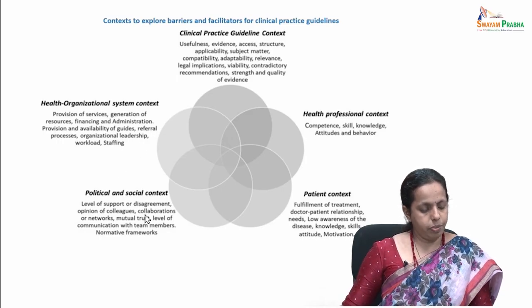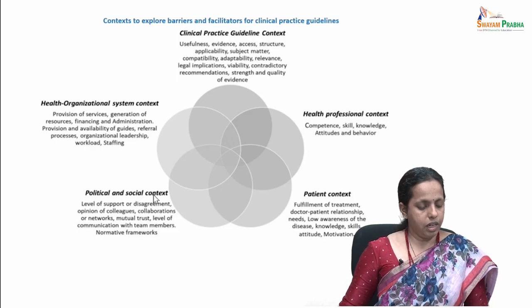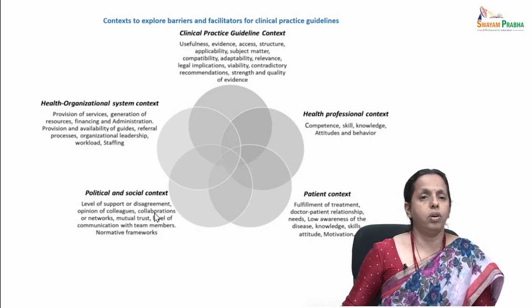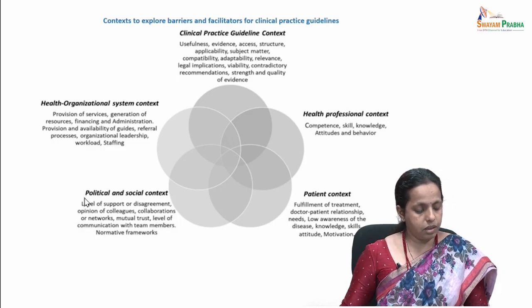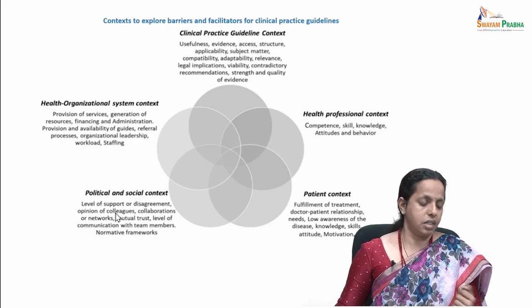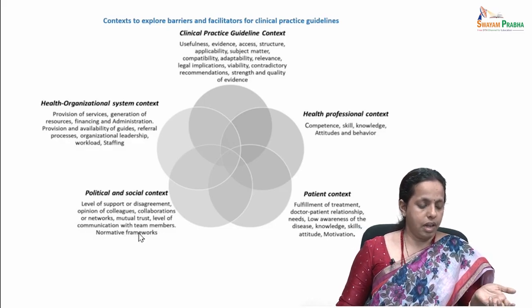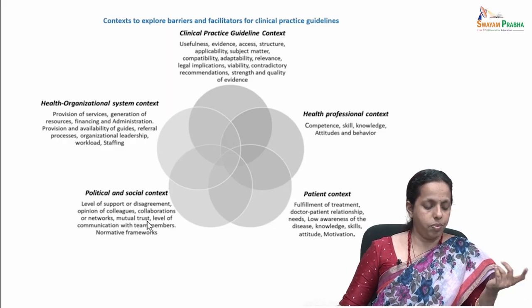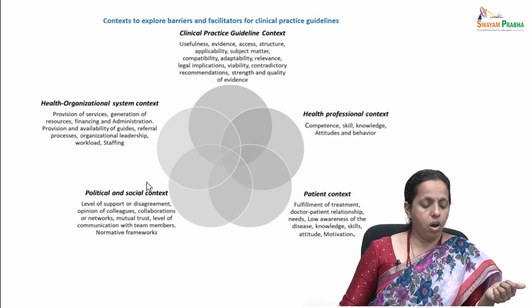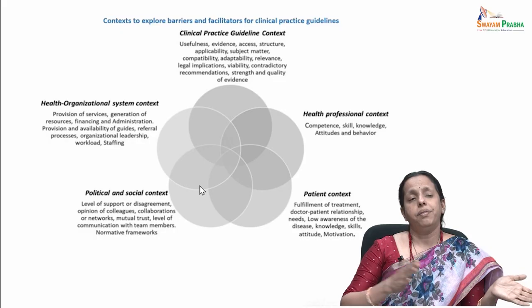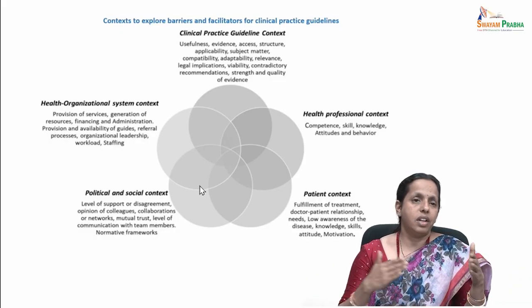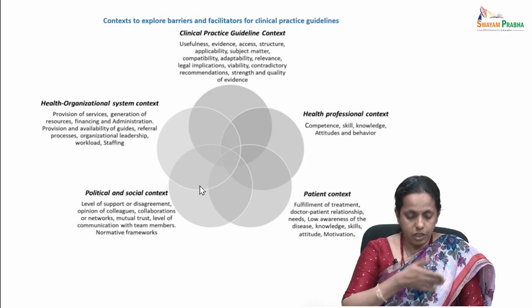Then there is political and social interest, the level of support or disagreement, and opinion of colleagues. If there is a disagreement, maybe there are disparities in terms of mutual trust and level of communication. These are all very important. Of course, with other oncology practice it is also important, but with precision oncology it is all the more, because you are having various parameters to screen and various drugs to give. So it is very important.